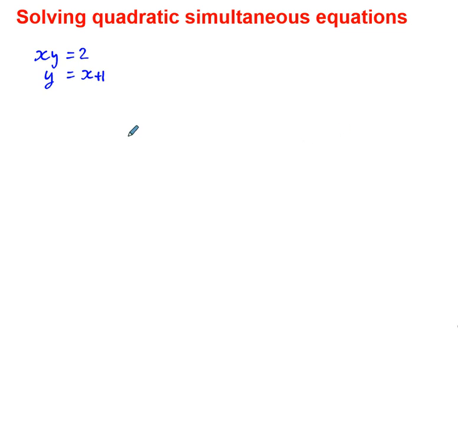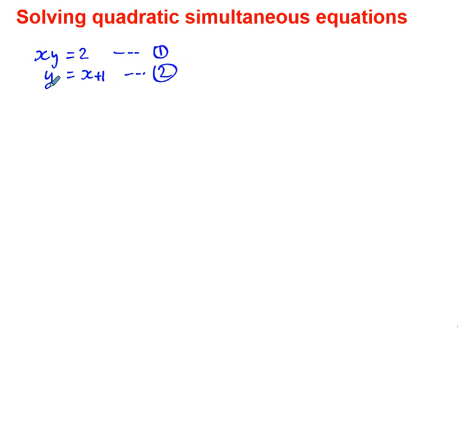Hi there, we are going to do solving quadratic simultaneous equations. So we have two equations here, one that says xy equals 2 and the linear form y equals x plus 1. So before we do anything, we try to find a solution that satisfies both of these two equations. Make sure you label these as equation 1 and equation 2.